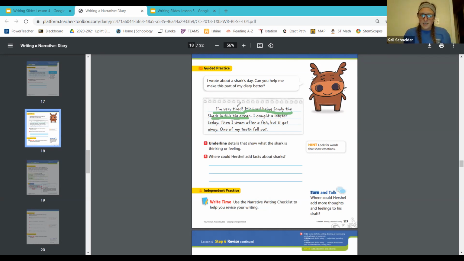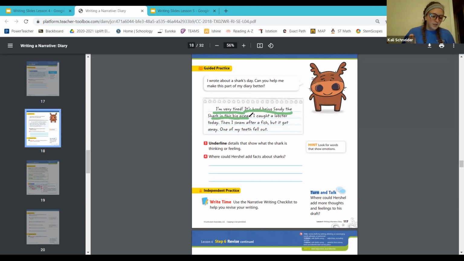Herschel said he is Sandy the shark. Awesome. Where does his character live? Where's the setting? Character setting. It says it right after he introduces himself. It says in this big ocean. So Sandy the shark, the setting is the big ocean. So he did a great job introducing himself and giving the setting.